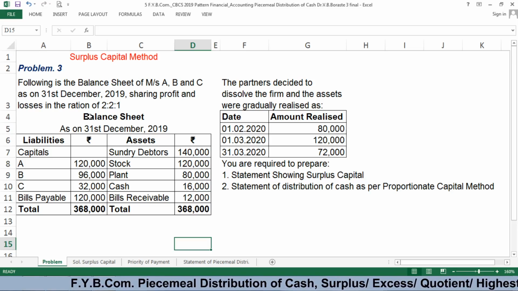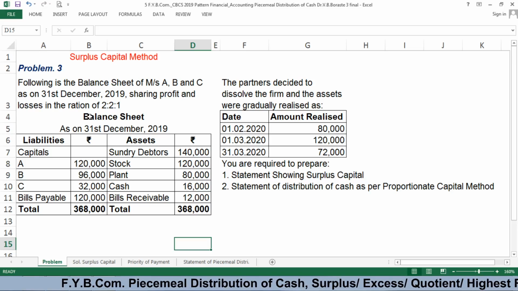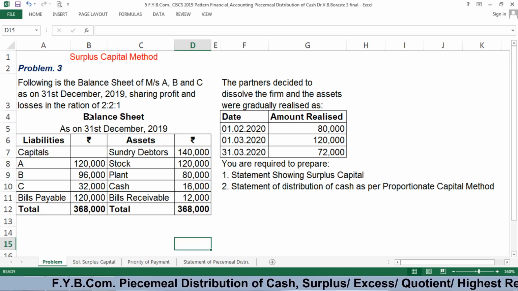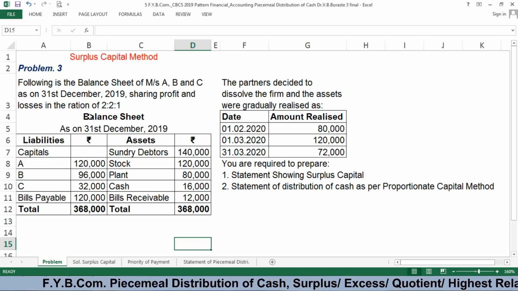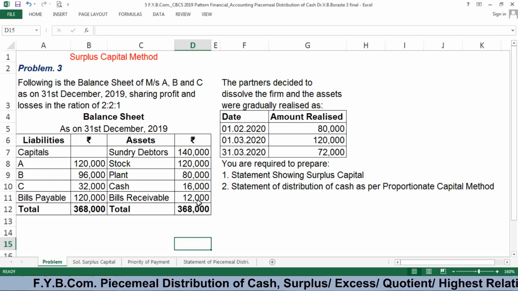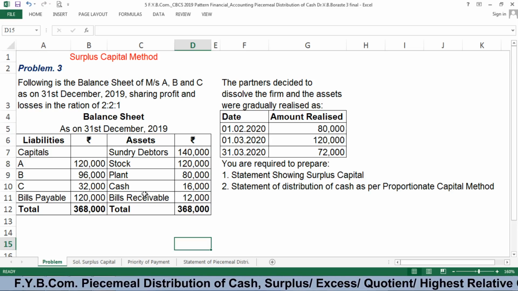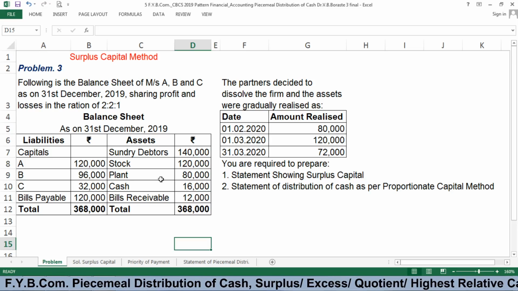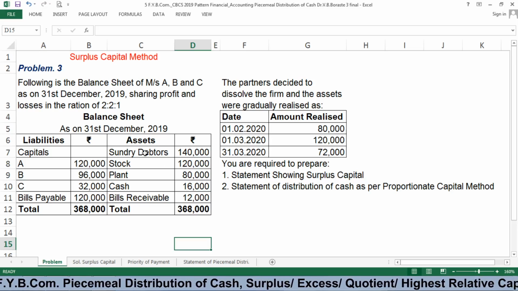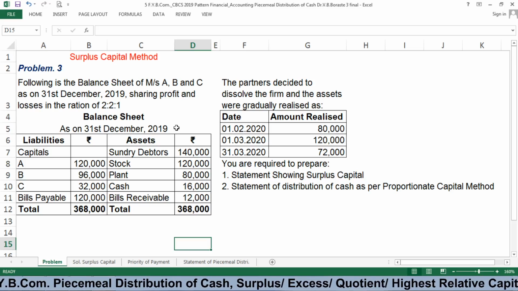The balance sheet is given. On the left hand side there are liabilities, on the right hand side there are some assets. So we have to pay these liabilities out of the selling of all these assets. It is called dissolution of a partnership firm by using piecemeal distribution of cash through the surplus capital method.